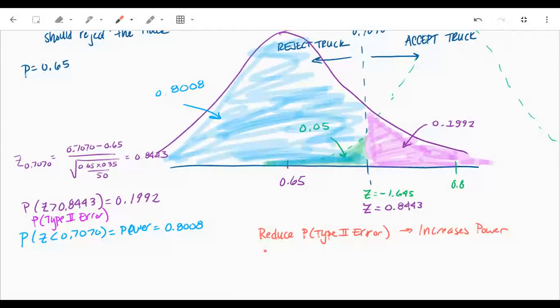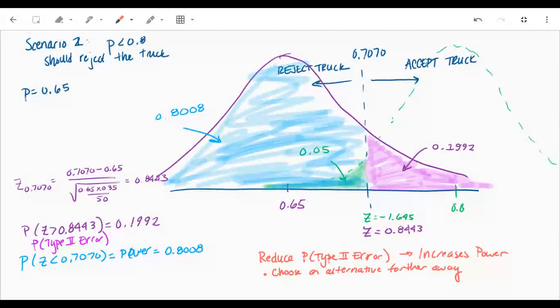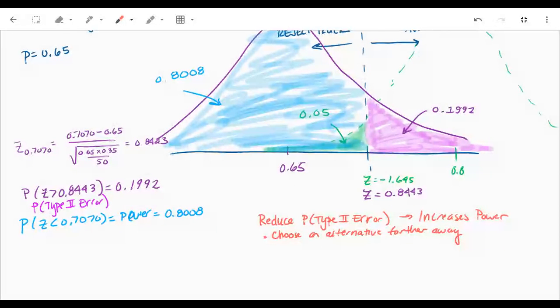So I can choose an alternative farther away. Maybe I don't have strong power to detect p equals, let's see, like 0.68 would be really hard to detect. But 0.6, it would be pretty easy to detect that. The farther you get from that hypothesized value, the easier it is for you to detect that the null hypothesis is not true. So we can choose an alternative farther away.